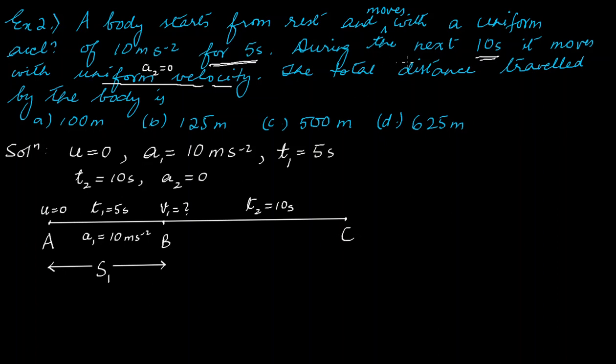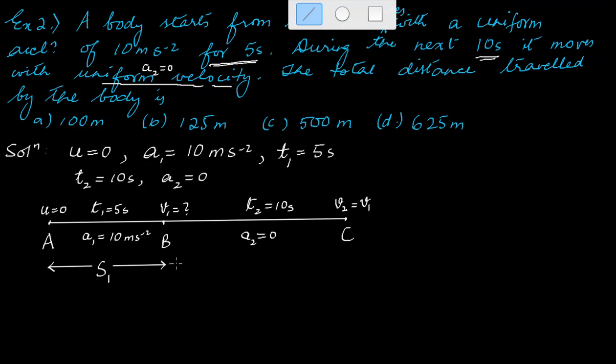It reaches point C. And what does it say? It says that in the next 10 seconds, from here till point C, it is moving with uniform velocity. So if it starts from B with v1, then it will end at C also with a velocity v2, which is equal to v1 only. Yes or no? Because going from B to C, it is going with uniform velocity. And what is the value of a2? A2 here is 0.